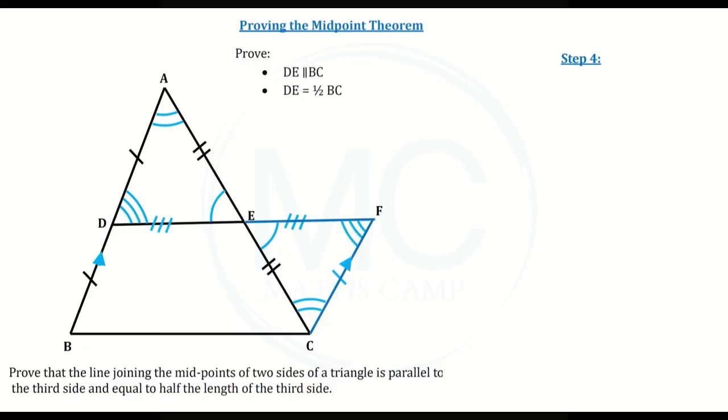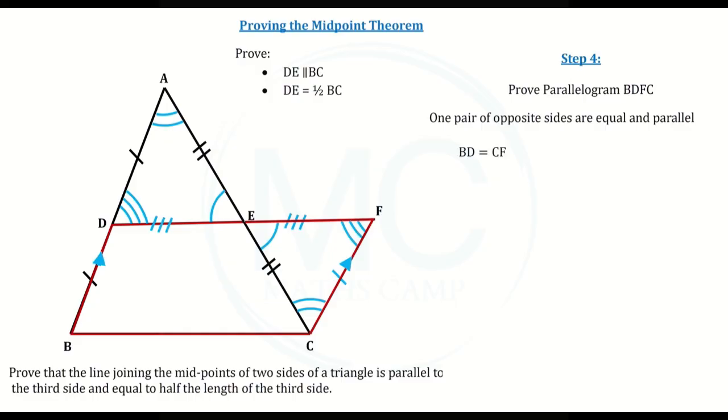In step 4, we need to prove that BDFC is a parallelogram. So let's mark BDFC in our diagram in red. In order to prove that a quadrilateral is a parallelogram, all you need to do is prove that one pair of opposite sides is equal and parallel. We've already proven that BD is equal to CF. So as our reason, we say proven above. We've also proven that BD is parallel to CF. So again, we use proven above as our reason. So we can see that BDFC is a parallelogram.